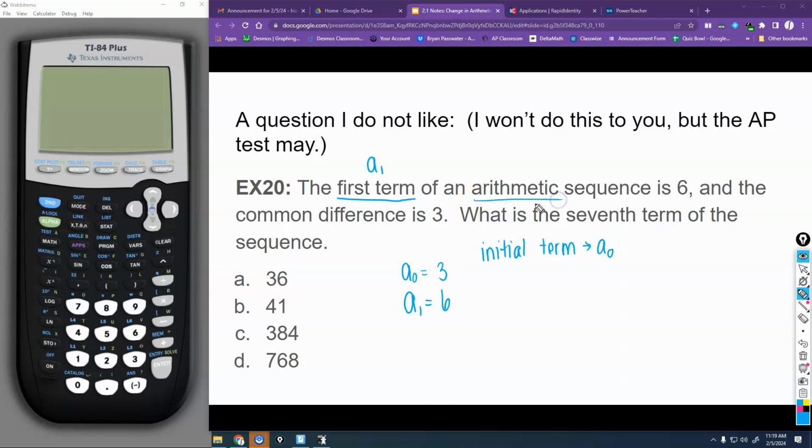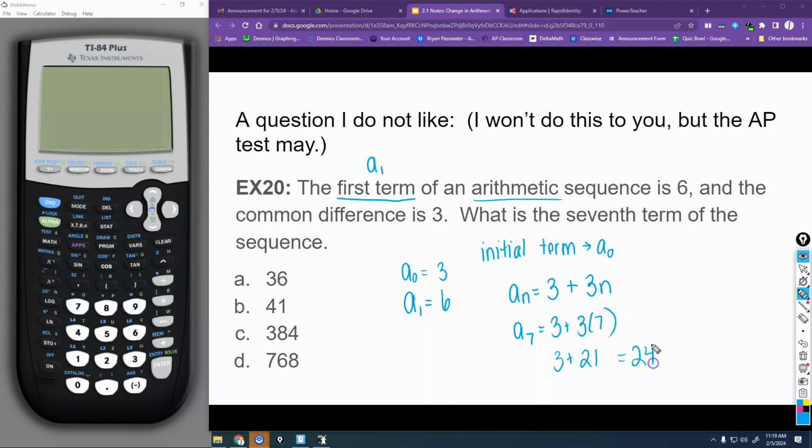You can mark out what we had done. So arithmetic, you're adding 3, not multiplying by 3. So your formula is going to be a sub n equals 3 plus 3 times n, because it's linear, because it's arithmetic. I was doing geometric for that. It's how you would do it if it said geometric and common ratio. And if I want a sub 7, I'm doing 3 plus 3 times 7, and I'll get 24.